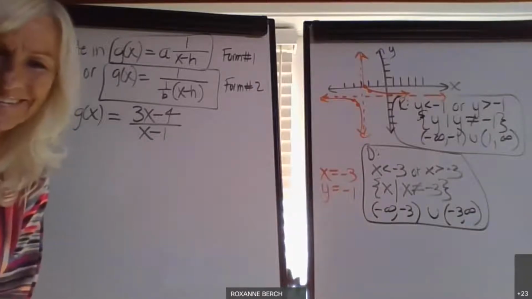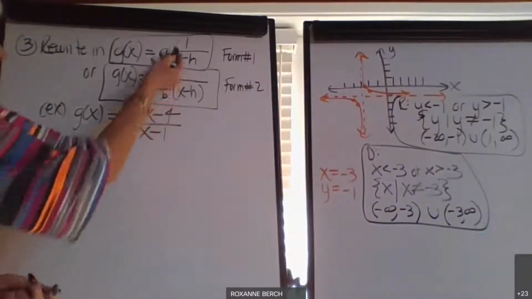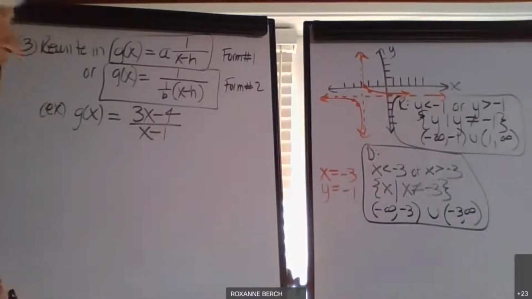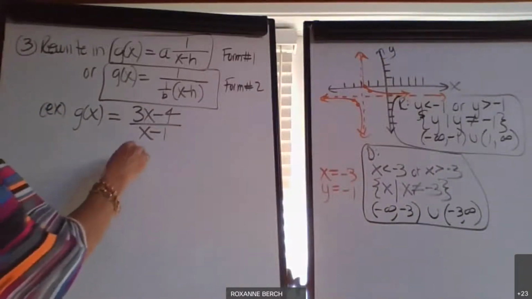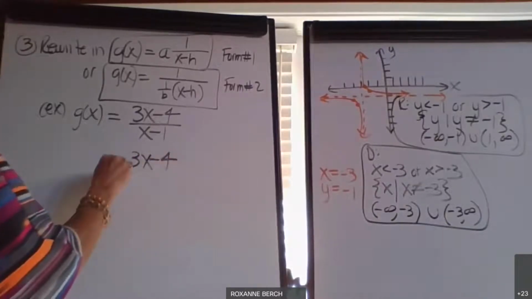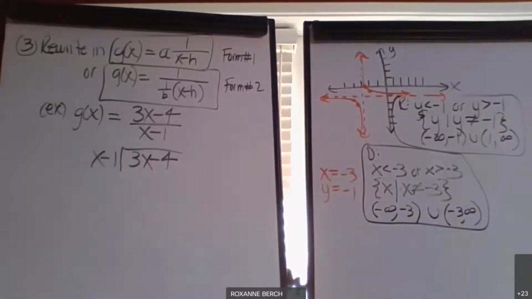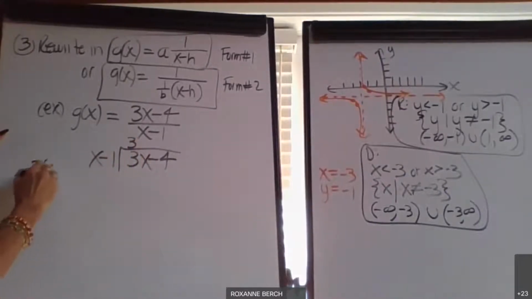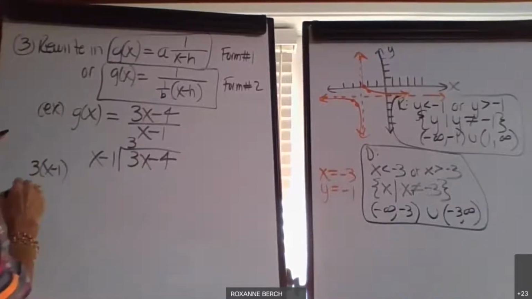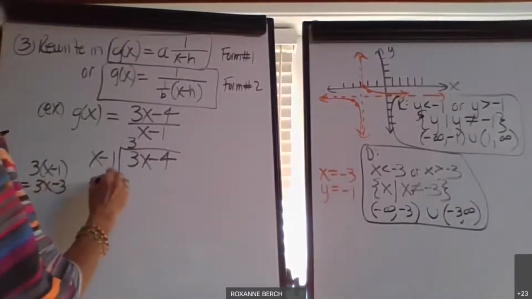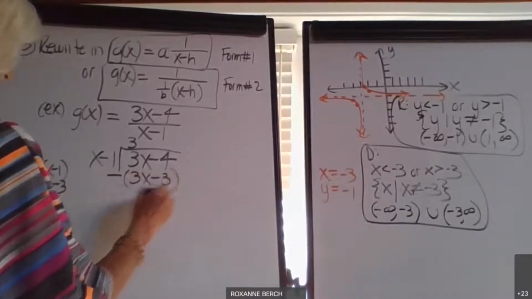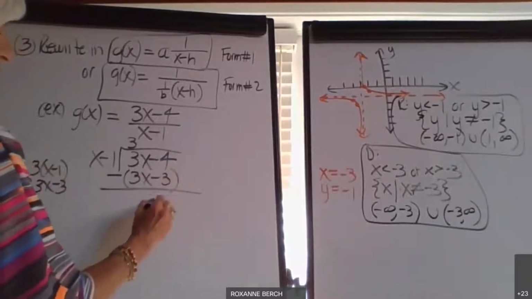So hold on a second. We don't have a form with an x on the top. So guess what you're going to do? You're going to do division. Watch this. If you take 3x minus 4 and you divide by x minus 1, you get 3. Off to the side, you have 3 times x minus 1. So this turns out to be 3x minus 3. And we get a remainder of negative 1.